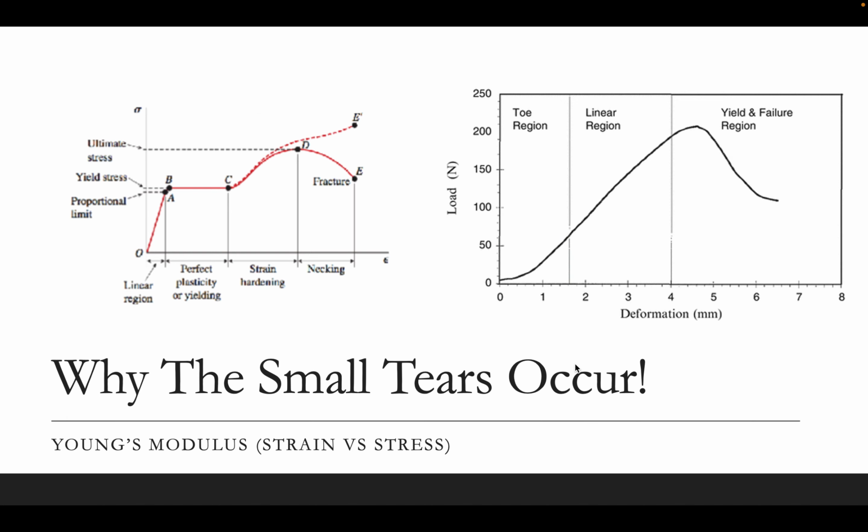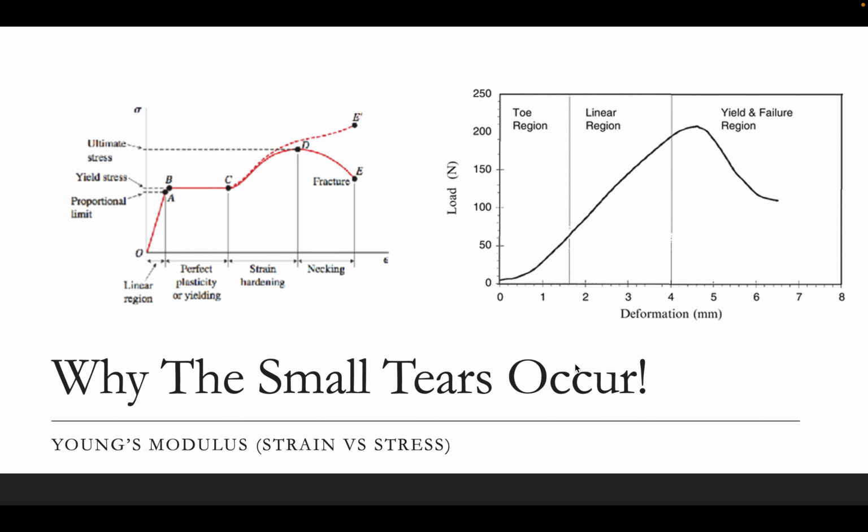In order to understand why these tears are occurring, we need to look at Young's modulus in a general sense and in tendons. The Young's modulus graph shows the relationship between stress and strain for a material. It typically exhibits a linear relationship in the elastic region where the material returns to its original shape after the force is removed. The slope of this linear portion represents Young's modulus, a measure of the material's stiffness.